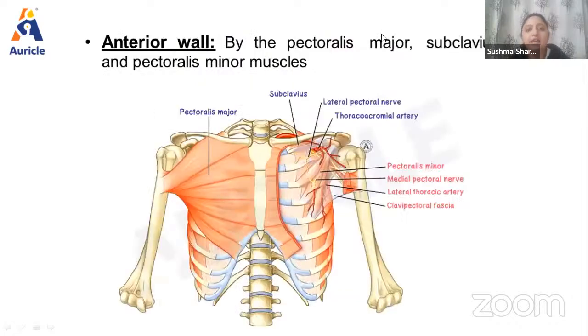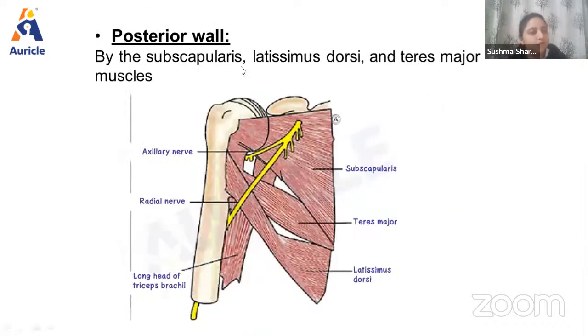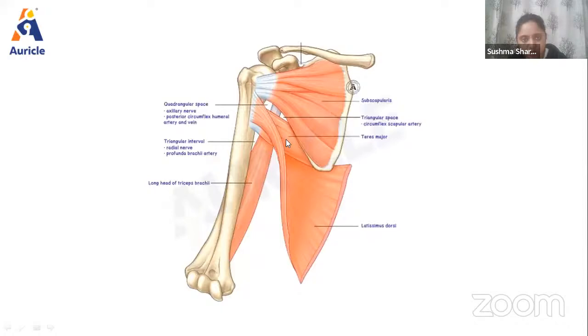Yes. Anterior wall, as I told you, is formed by the pectoralis major, subclavius, and the pectoralis minor muscles. All right. And you can see here, medial pectoral nerve. And medial pectoral nerve, question to you, is a branch of which cord? Yes. And the posterior wall is formed by the subscapularis, latissimus dorsi, and the teres major muscle. You can write this kutty simple diagram in your exam. Okay, look at it, guys.